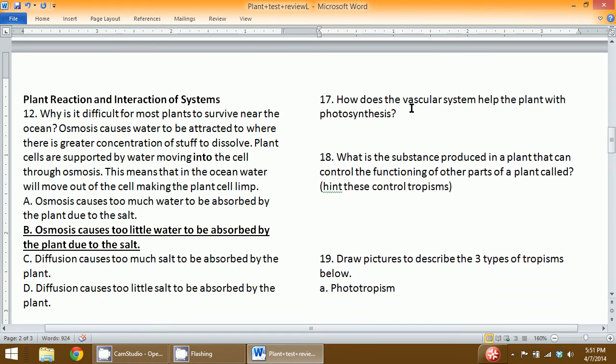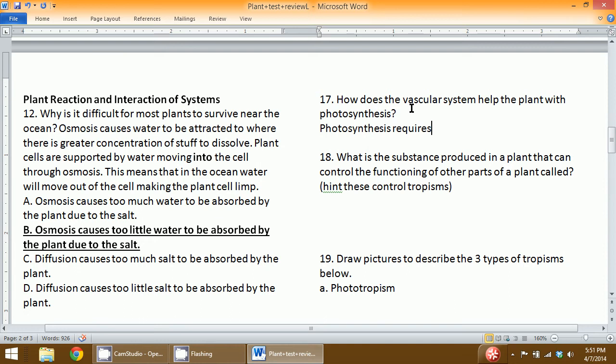All right, how does the vascular system help the plant with photosynthesis? Well, photosynthesis requires some chemicals. It requires carbon dioxide.